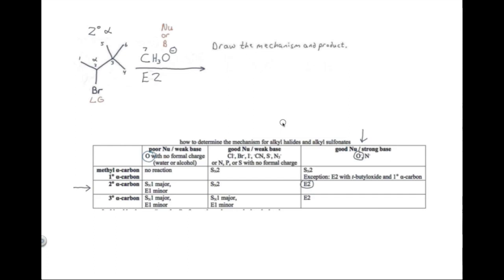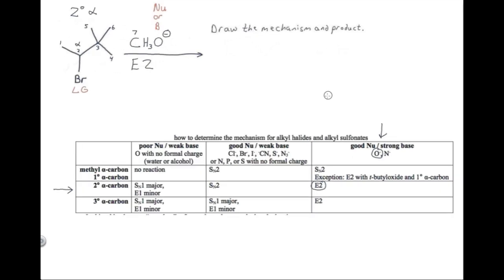So we have seen that the way to determine the mechanism for alkyl halides is to use this table. But that means that if you want to be able to determine the mechanism for alkyl halide problems on your exams, you're going to have to memorize this table. Now we have to try to draw the electron pushing arrows for an E2 mechanism. Well, are you familiar with the E2 mechanism? How many steps are there in an E2 mechanism?